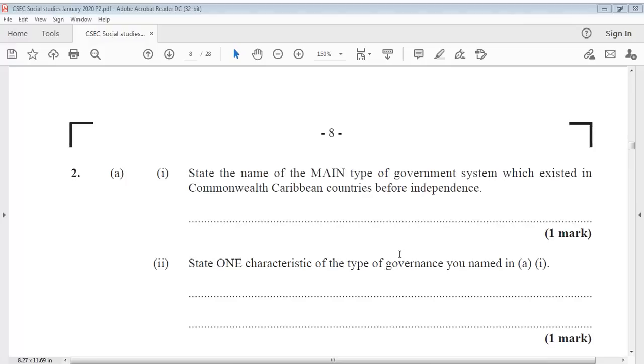We'll be looking at the CSEC Social Studies January 2020 Paper 2. We'll be looking at question 2 for today.